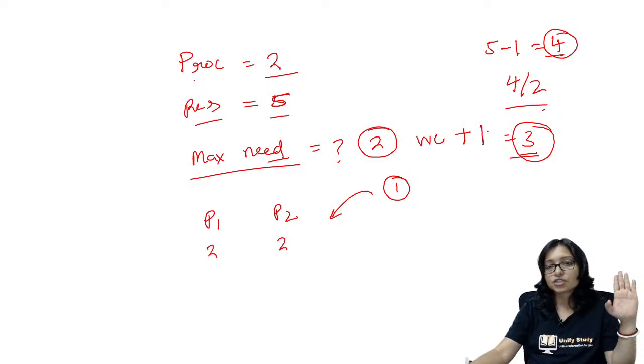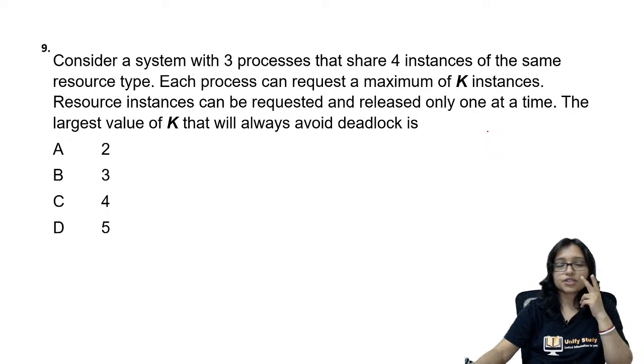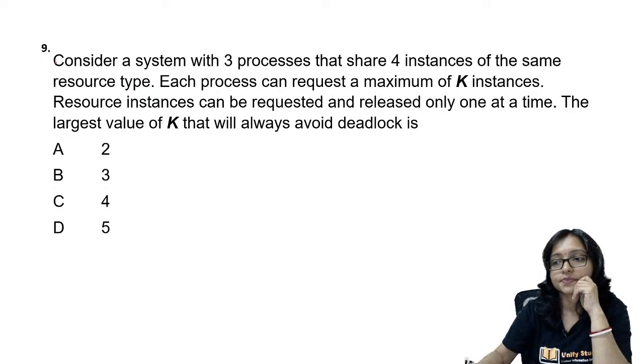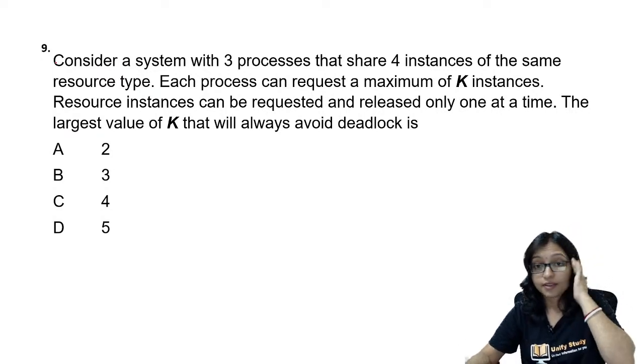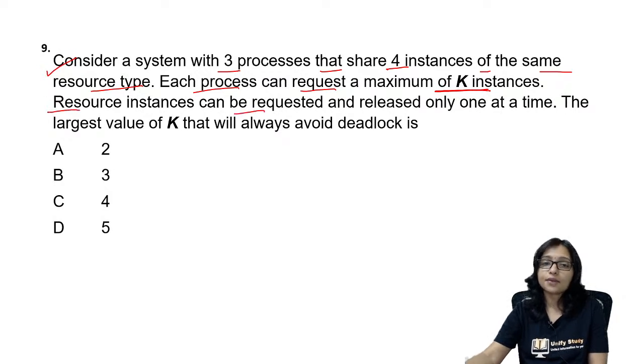Now any type of question, whatever. I am showing you the question quickly. So do this question. What will be the answer? Consider a system with 3 processes that share 4 instances of the same resource type. Each process can request a maximum of k instances. Resource instances can be requested and released only one at a time. What will be the largest value of k?